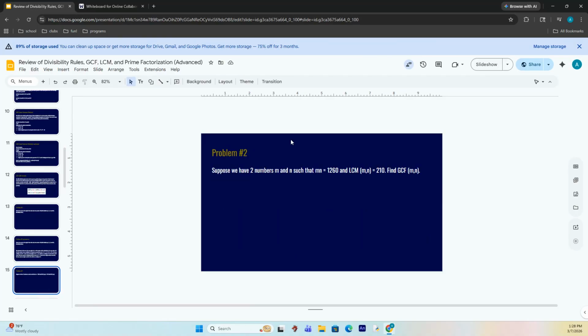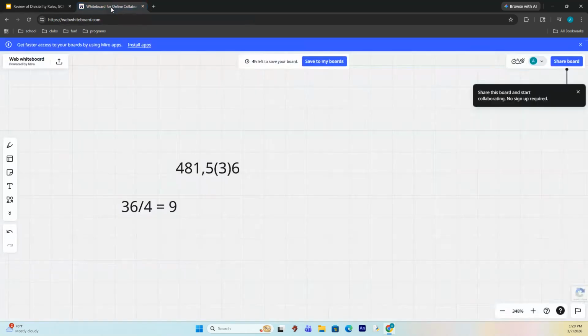This next problem uses the GCF LCM formula I just taught. So suppose we have two numbers m and n such that mn equals 1260 and the least common multiple of m and n is 210. Find the greatest common factor of m and n. Now normally there would be a lot more work you would have to do, but thanks to this formula, it's just a simple division problem at its base.